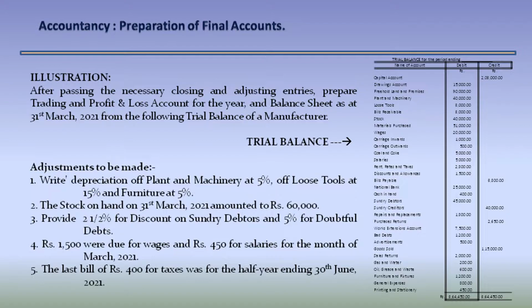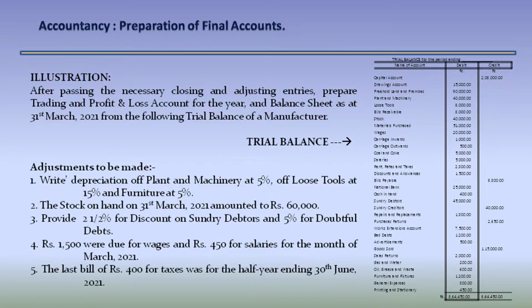So, the illustration is, after passing the necessary closing and adjusting entries, prepare the trading and profit and loss account for the year and the balance sheet as at 31st March 2021 from the following trial balance of a manufacturer. The adjustments to be made are: write depreciation of plant and machinery at 5%, of loose tools 15%, and furniture at 5%. The stock on hand on 31st March 2021 amounted to Rs 60,000.